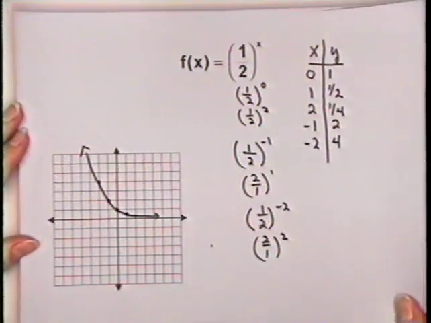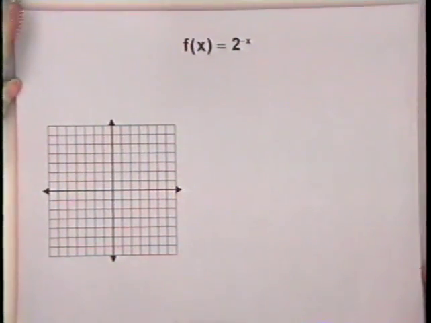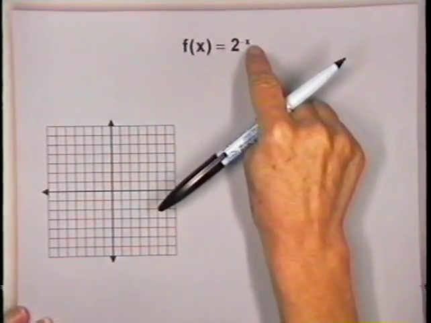Now, I want to look at this function. f of x equals 2 to the -x power.